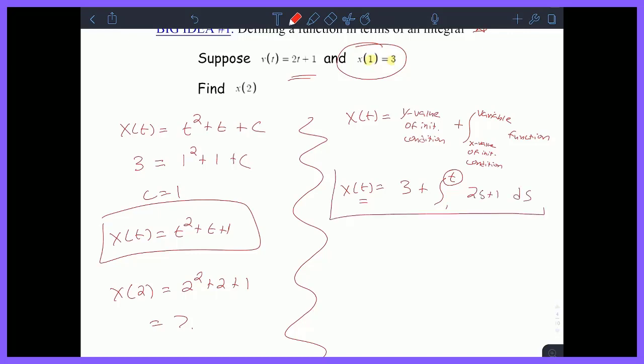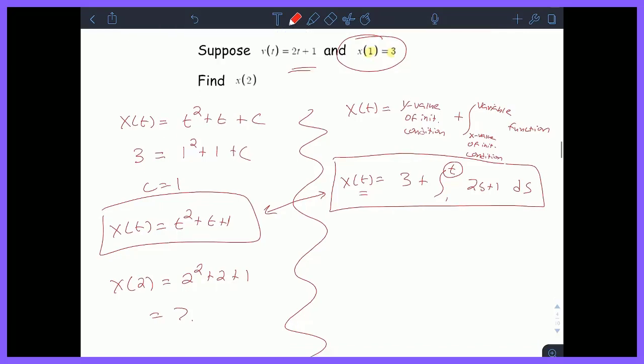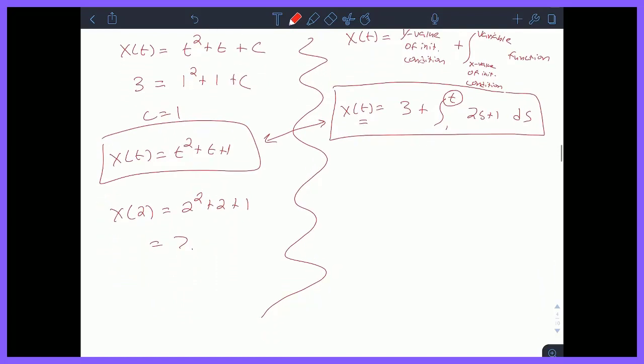My claim to you all is that these two functions are actually identical. They do the exact same thing. But the one on the right is going to prove to be very useful for us in this section. Let me first prove to you that these actually are the same function. So let's go ahead and prove the initial condition that x of 1 is 3.